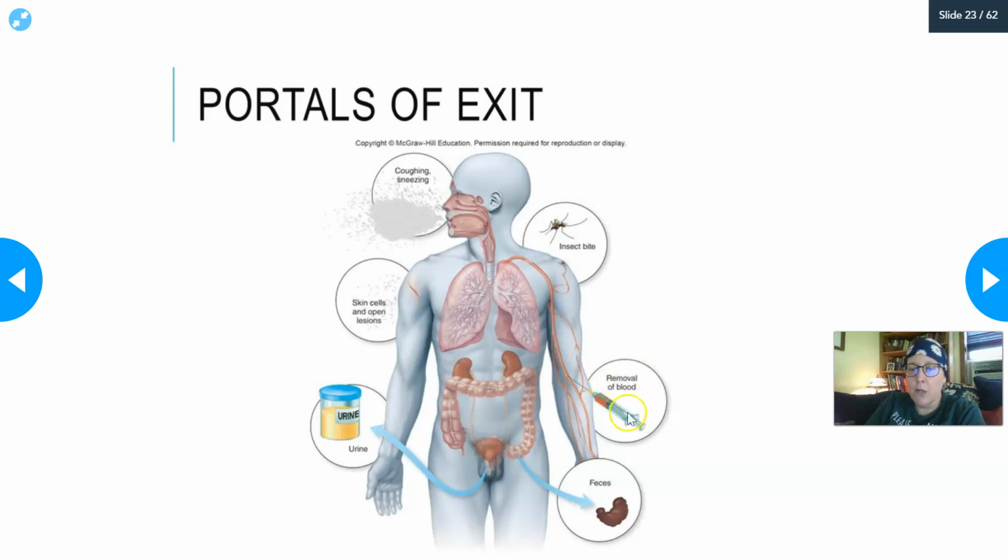Through blood. So if somebody removes a blood sample and you have an infection in your blood, then obviously that could be a potential source of infection for someone. Through insect bites. So think about the protozoan chapter, the life cycle of malaria. So how does malaria spread from one person to the next? It's through insect bites. So a mosquito can give the person malaria, and then once malaria is established, another mosquito can bite the person, pick up the malarial parasite, and then go bite another person and spread the malaria.